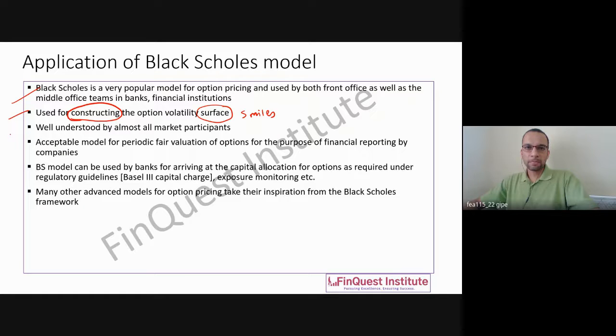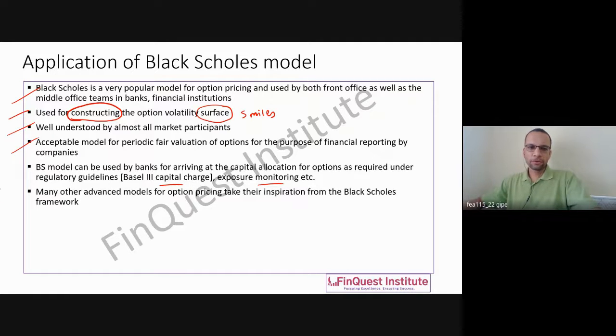It's well understood by market participants because this model has been around for a very long time, so everyone is familiar with this approach. It is an acceptable model whenever it comes to any kind of reporting activities, be it financial or regulatory reporting. Black-Scholes is another model which companies, precisely banks, use for meeting various regulatory requirements, things like capital charge, exposure monitoring, CVA adjustments, etc. Everywhere, Black-Scholes pricing is considered an accepted methodology. So that is another place where the Black-Scholes option pricing model gets used.